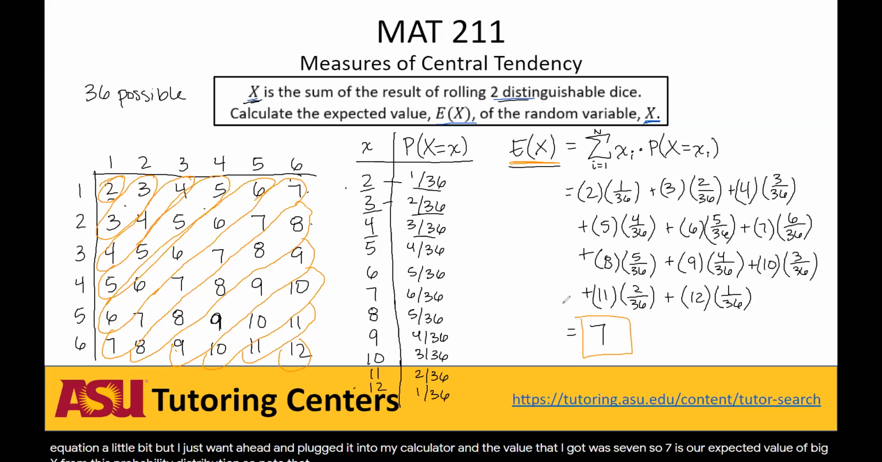So note that 7 is one of our values this time. That's not always going to be the case, but in this case it's true. And that's to be expected because if we look, we have symmetric numbers and symmetric probabilities around our central number here. And so it's kind of spread evenly on either side of it. So it makes sense that it's 7 in this case. So that's it.